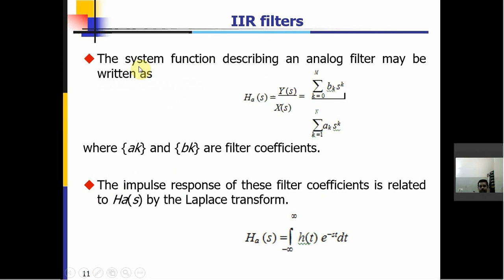The system function describing an analog filter may be written as HA of S. HA of S is nothing but the system function of the analog filter. This A represents analog. It is the analog filter.